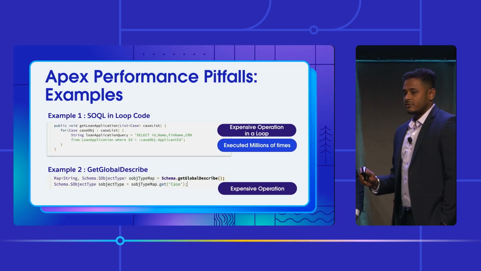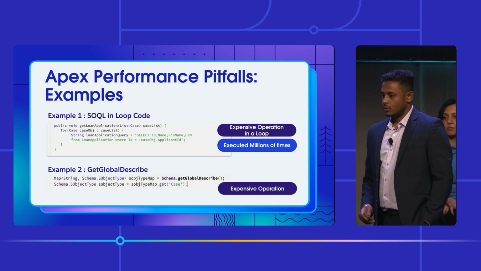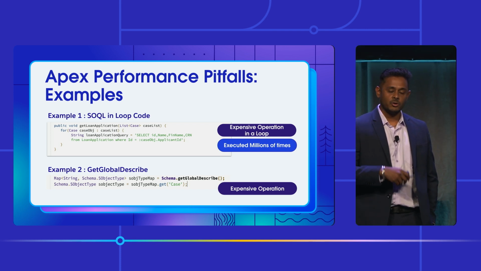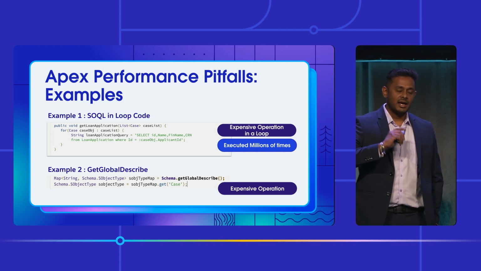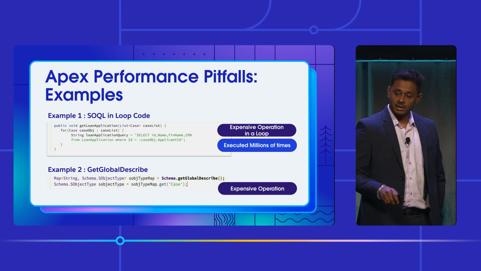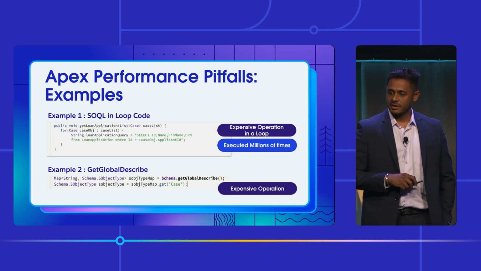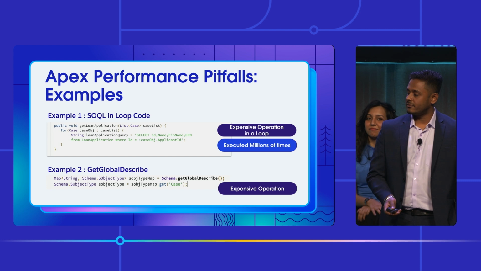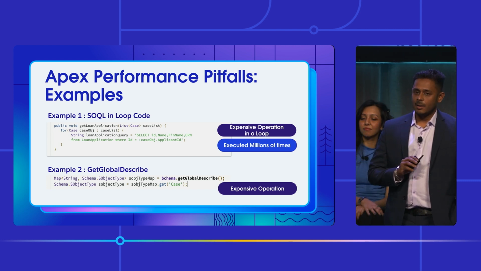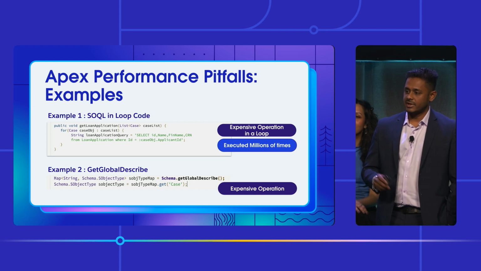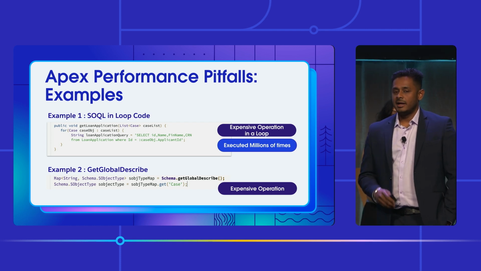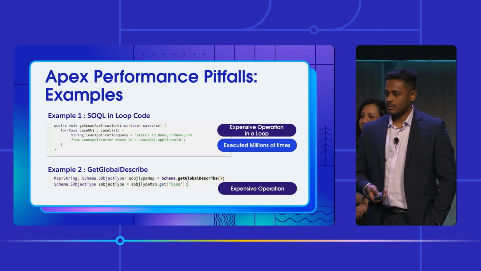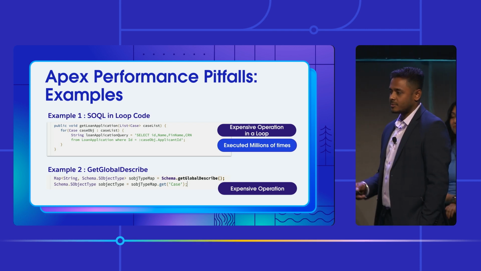Some of the Apex performance pitfalls are SOQL in loop code. For the first example, think of going to a grocery market with a list of 10 items. You visit the grocery market every time to bring one item each, whereas you can just go to the grocery market and get everything in one shot. That's what SOQL in loop code signifies. It's highly expensive, executed a million times, and highly non-performant. It doesn't scale. Similarly, getGlobalDescribe. It's like you need one phone number, but you are asking the org to go through the entire phone book. That's what getGlobalDescribe highlights, highly expensive.